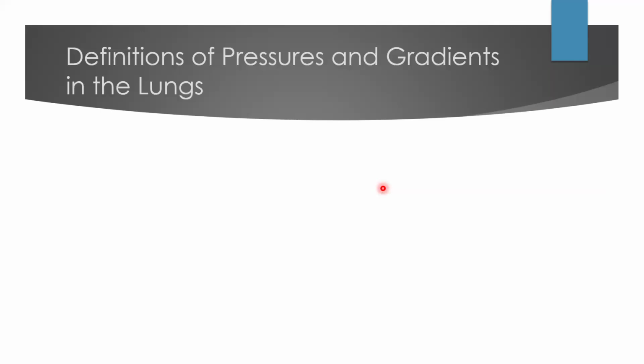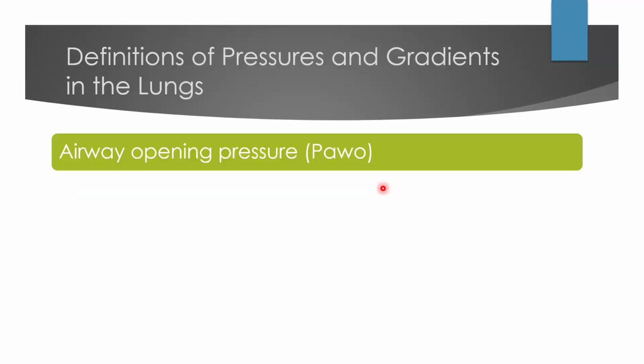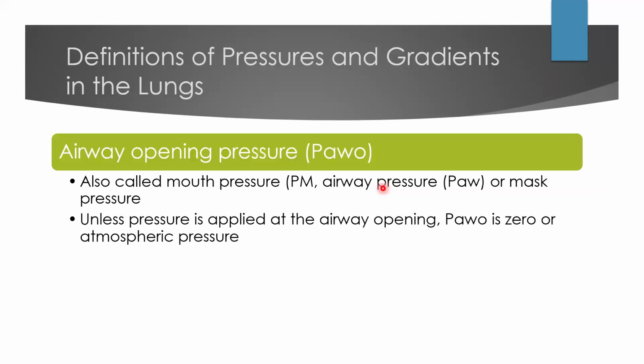So, definition of pressures and gradients. We are going to discuss a few terms regarding pressures. One is the airway opening pressure. It is also called the mouth pressure or the mask pressure. This is the pressure that exists at the opening of the airway of the patient.